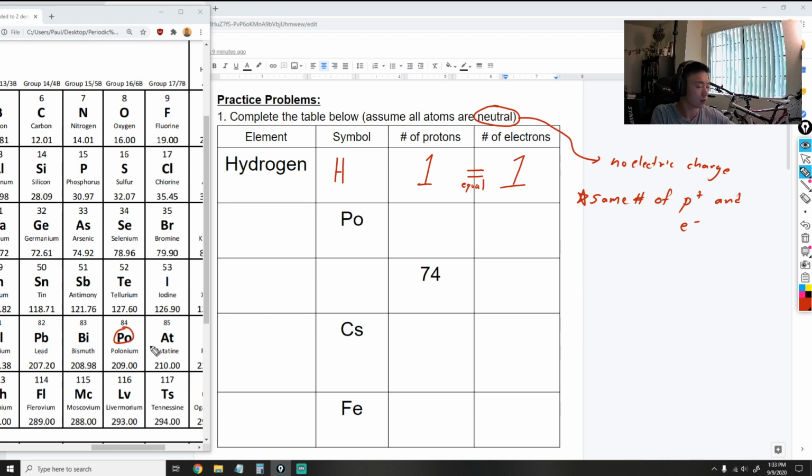Right there, number 84. Since it's number 84, we know that it has 84 protons. And since it's neutral, it's also going to have 84 electrons. The last thing we want to do is write the name. The name is written right here. It says polonium, so we're going to write polonium.